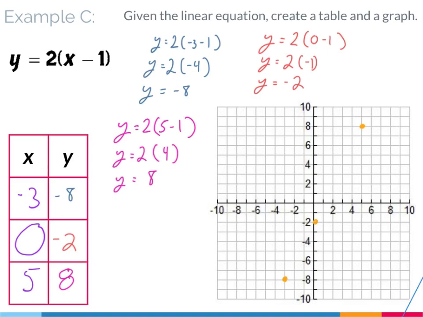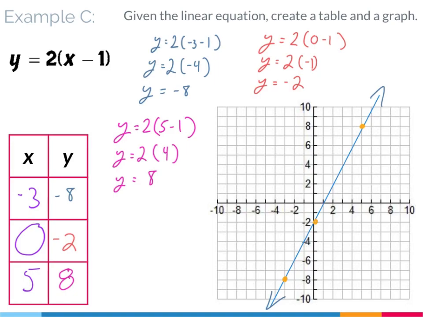So now I'm going to go ahead and drag my line, make sure that it goes all the way through the graph. My line does. Again, remember to use a straight edge or a ruler, either one. Now I need to make sure that I have arrows on my line because it goes on forever and ever, and I want to make sure that I show that, and that brings us to the end of that one.